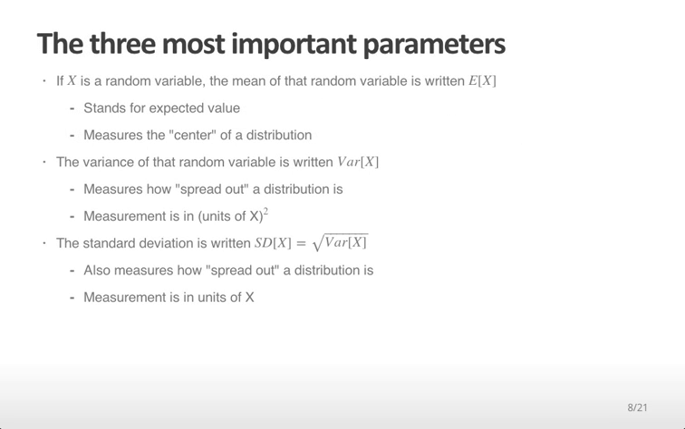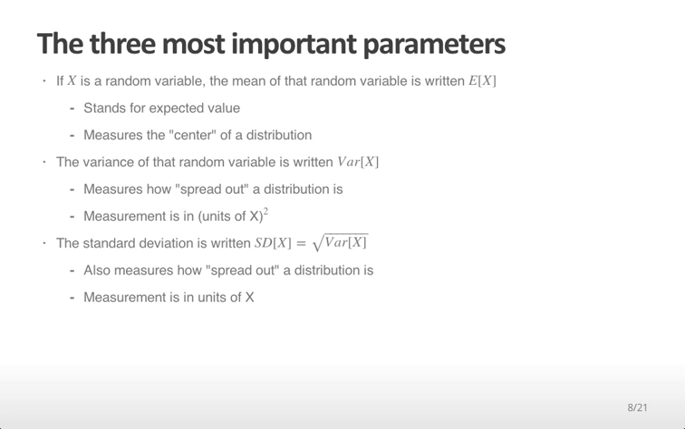There are three parameters that are considered by many to be the most important parameters in statistical modeling, although of course this is disputed. The mean of a random variable is the average of that random variable, and it's written as the expectation of X with a capital E. It stands for the expected value. We expect it because it measures the center of the distribution, or where most of the distribution is concentrated around.